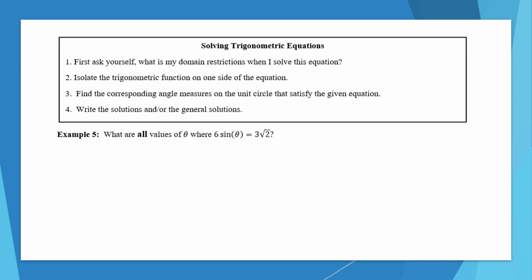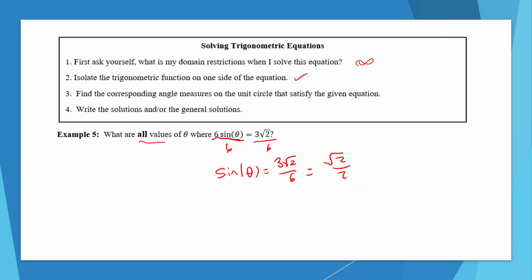All right, so when solving these equations, these are the steps I would work through. First, I'm going to ask myself, what is my domain restrictions when I solve the equation? So let's work through these steps with example 5. Here I see all values. I don't see any restricted domain, so I know I'm going to have infinitely many solutions here. Then I want to isolate the trig function on one side, so that's going to be that sine of x. So I'm going to start by dividing both sides by 6 to get sine of theta equals 3 root 2 over 6. We can simplify that into just root 2 over 2 by reducing the 3 and the 6. So that's that part done.